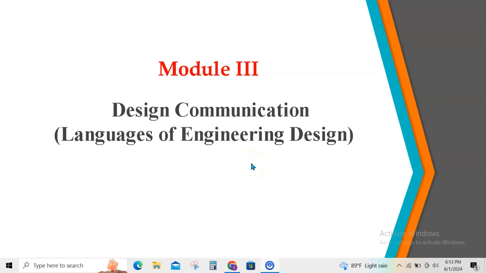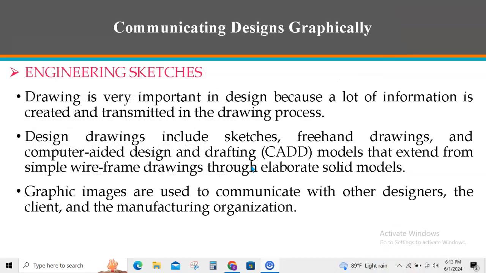So let's start with Module 3, Design Communication. First topic is engineering sketches. We know that sketches or drawings are important because it's very easy to convey a lot of information by drawing. It can be in the form of sketches, freehand drawings, computer designs or CAD models, or it can even be graphic images.